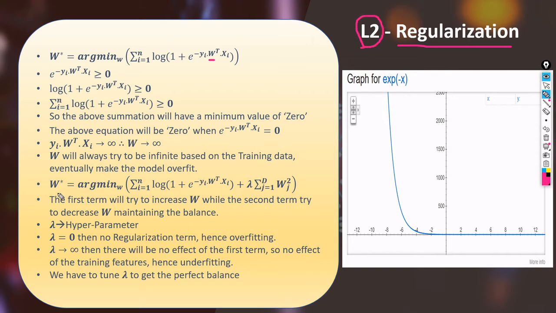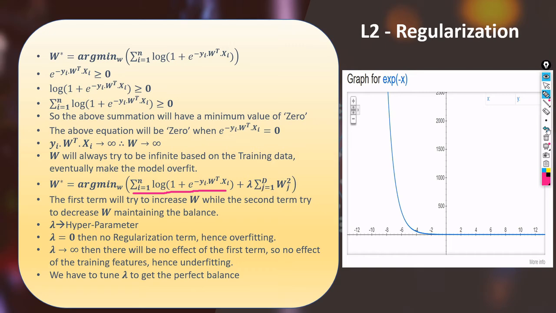So we have made a small change in our optimization function. Now we have added another term that is called the regularization term. So now the total function is split into two parts. This is called the loss and this is called the regularization term. So our optimization function now has two terms: this is the loss term and this is the regularization term.